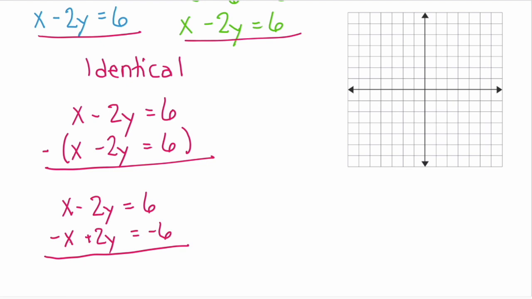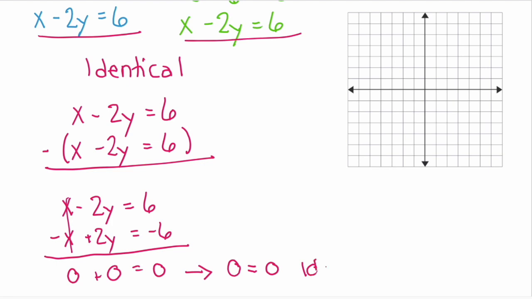So we have x minus x. Those cancel out to 0. Negative 2y plus a 2y, that's also 0. And 6 minus 6 is 0. Or we get 0 equals 0.